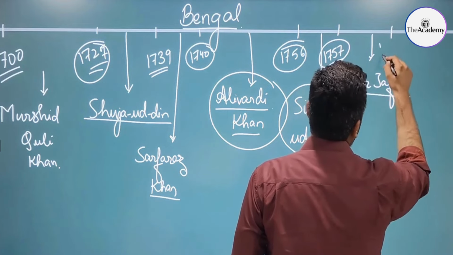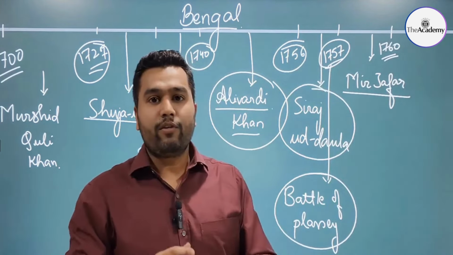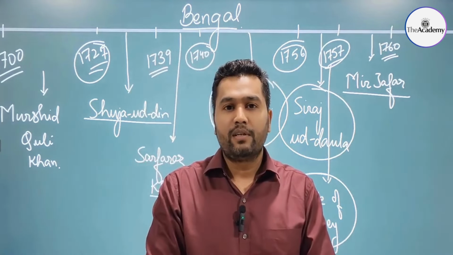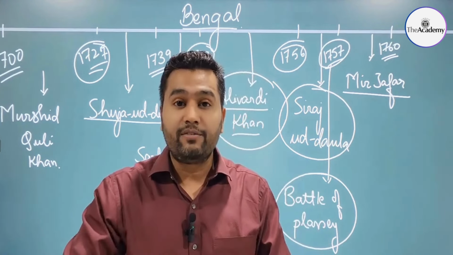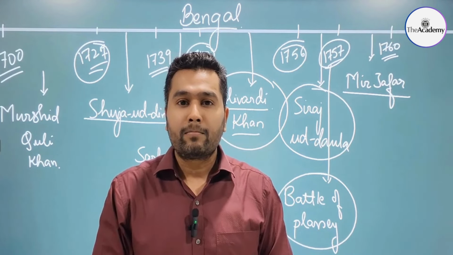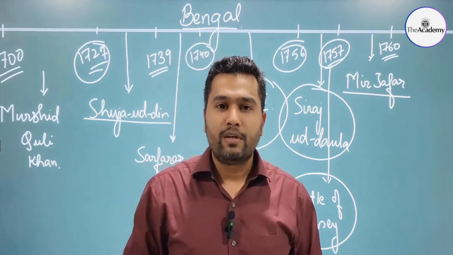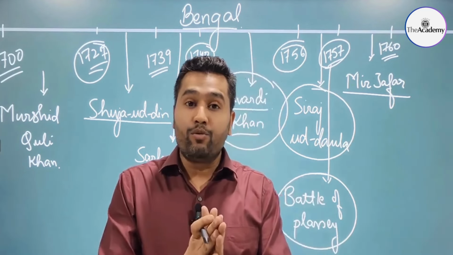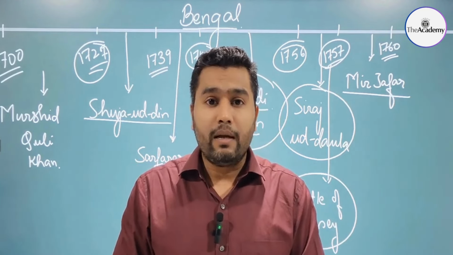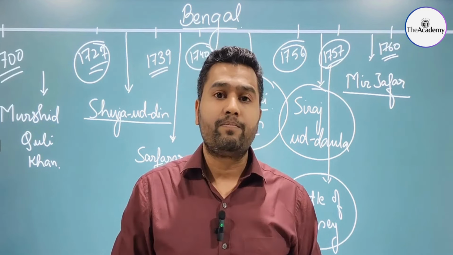The moment Mir Jafar became the Nawab of Bengal, he gave the zamindari of 24 Parganas to the British. He gave them costly gifts, nazranas, subsidies. He gave a free hand to the British to carry out dastak abuse. But the British, their greed knew no bounds. The company's servants started demanding more, and Mir Jafar was not able to satisfy the greed of the British.